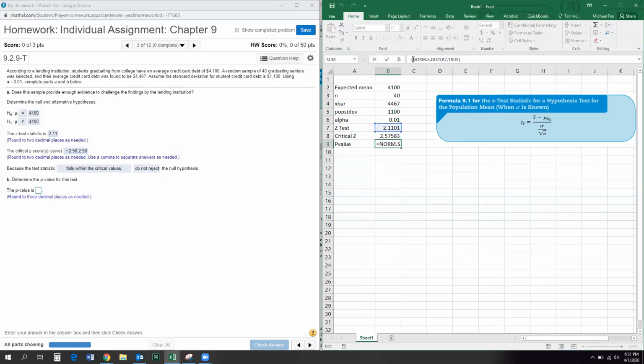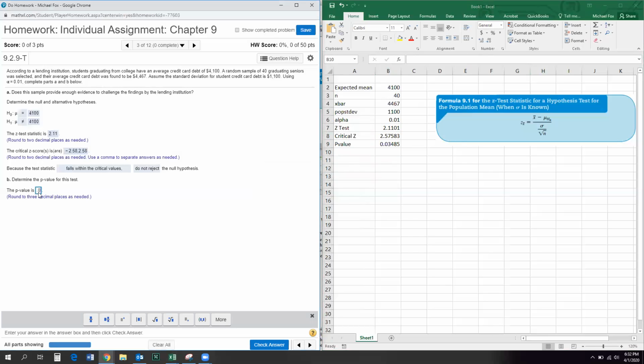So I'm going to say 1 minus that whole amount times 2. It doesn't like something. There we go. There's my p-value. We got about a 3.4% chance, or 3.5, so 0.035 probability of actually getting that test statistic.